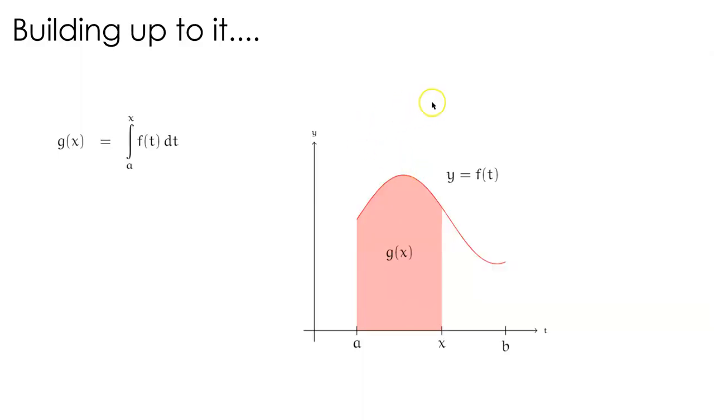So we start by defining a function g of x to be the integral from a to x of f of t dt. And here's just a generic graph of f of t. So g of x represents the area from a to x, this pink area. So let's look at an example.